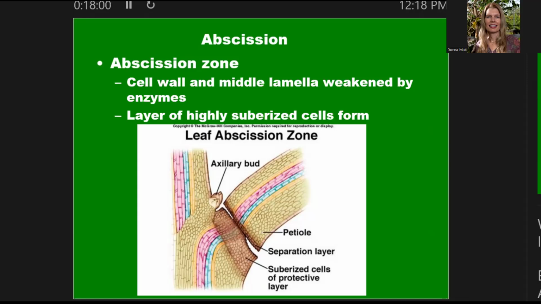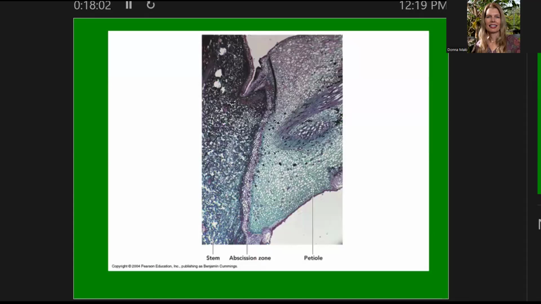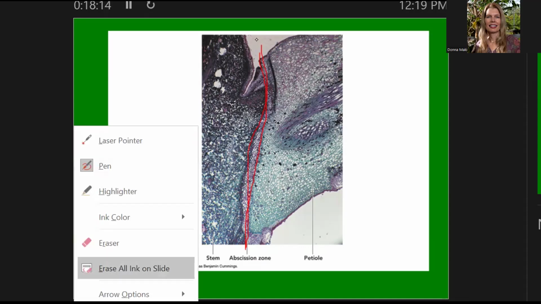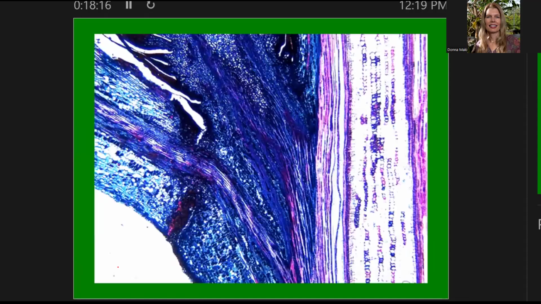So under the microscope, you would see something like this. So you'll look at that this week in lab, where you can see the abscission zone all along there forming. And so it's a pretty effective method. Here's another image. Right there is the abscission zone.